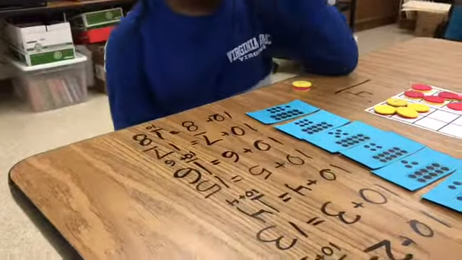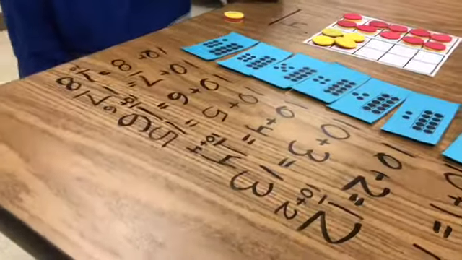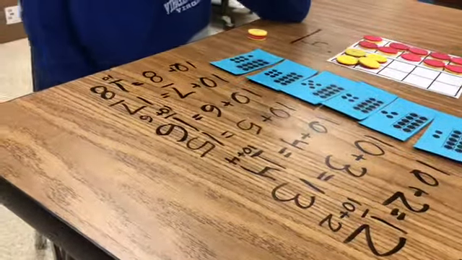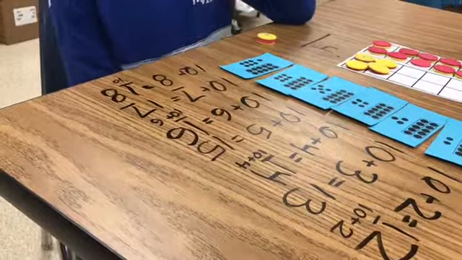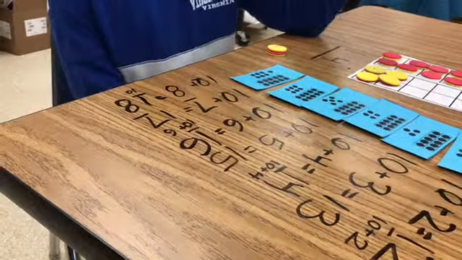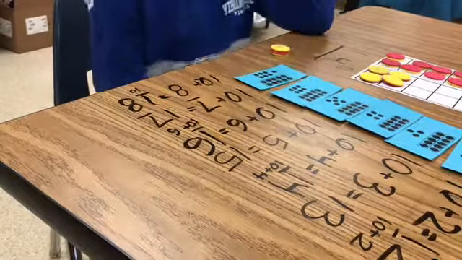10 and 1 is 11, right? 10 and 2 is 12. 10 and 3 is 13. 10 and 4 is 14. 10 and 5 is 15. 10 and 6 is 16. 10 and 7 is 17. 10 and 8 is 18. What do you think 10 and 9 would be?